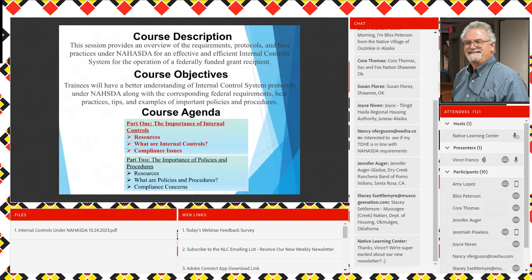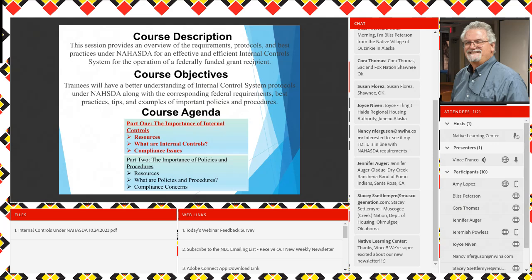That's a little bit about me. Agenda, you know about the course. That's what we're talking about. The objectives are pretty much the same. Here's the agenda. We're going to kind of split it in half. First half, we're going to refer to the actual regulations and issues pertaining to what's called internal controls.